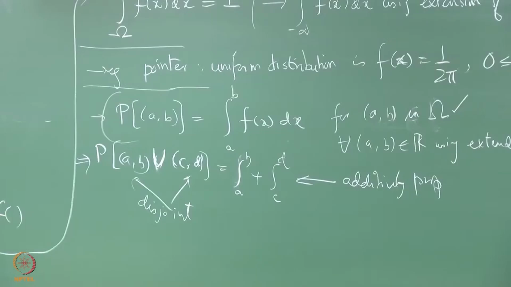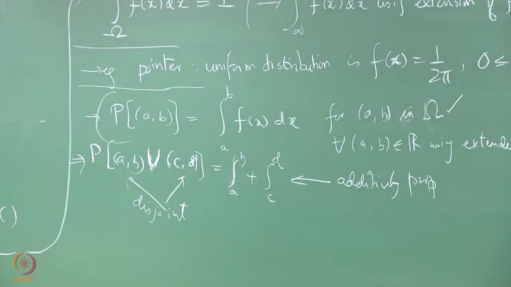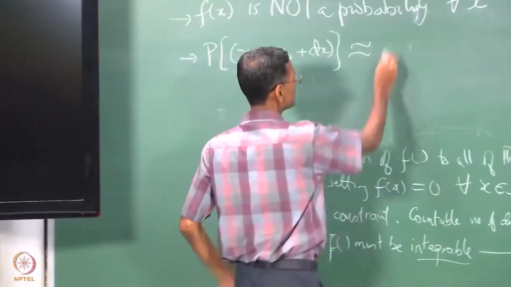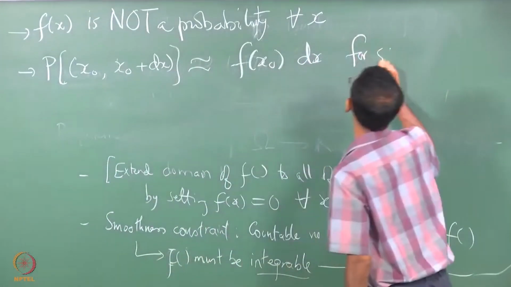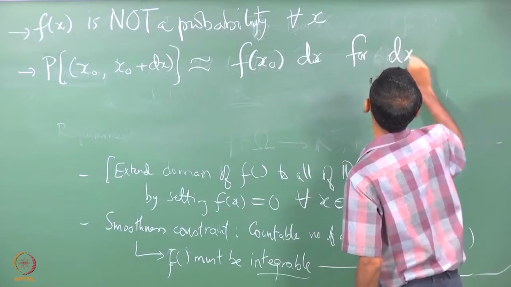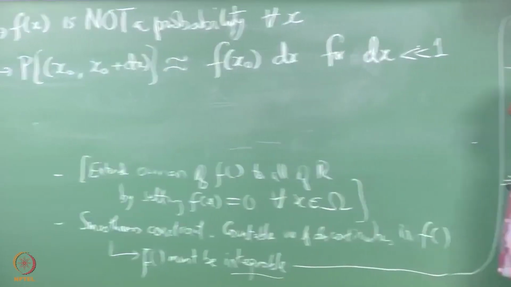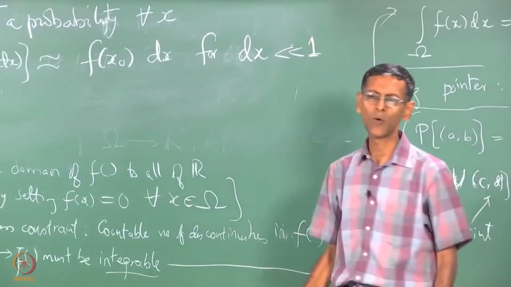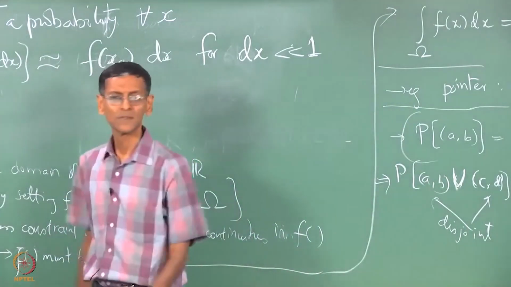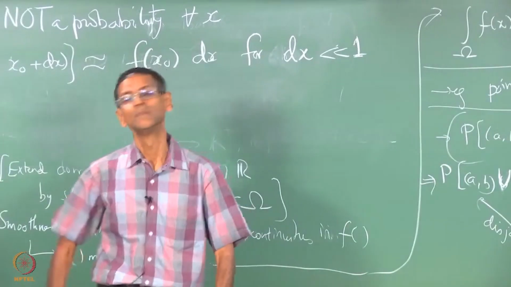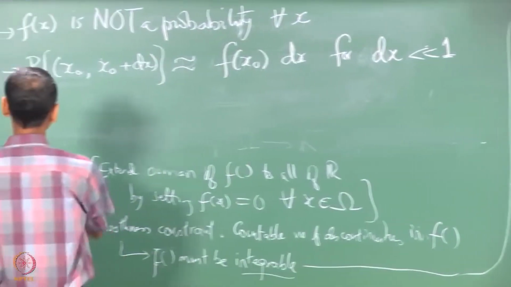Maybe I should use some other dx here, but it doesn't matter. Typically dx is positive in such cases, right? So when dx is much smaller than 1, which means it's a small increment, this is the connection between f and probability. That is the probability of any small interval, and we already said this yesterday.